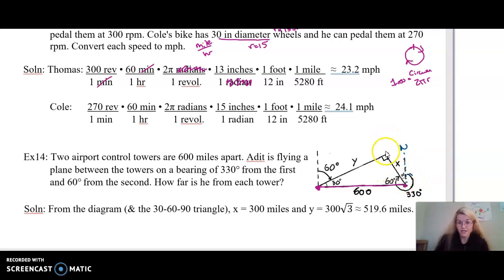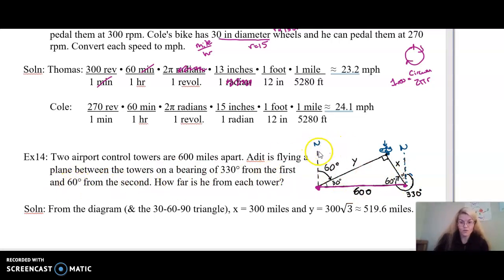So he's flying, and his plane is currently, let me see if I can draw an airplane. Here, that kind of looks like a bird. Anyway, he's flying his airplane, and currently, he's probably headed more toward this way. And he's currently 330 degrees from this tower. That's what his bearing is. Which means 330 plus 30 more is 360. So what's the angle from this horizontal line here? That's 60 degrees. And he is 60 degrees from the second.